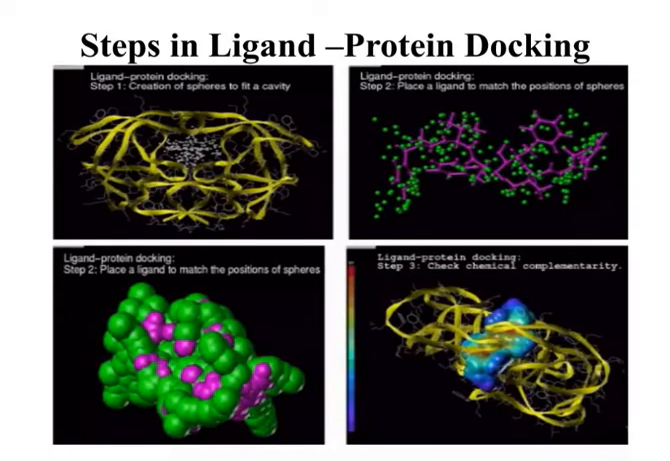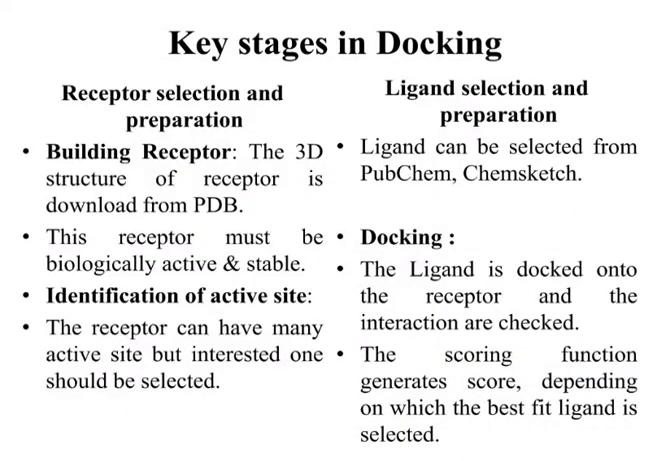So, steps in ligand-protein docking. These are the steps. Key stages in docking: receptor selection and preparation, and ligand selection and preparation. Build a receptor. The 3D structure of the receptor is downloaded from the PDB, and this receptor must be biologically active and stable. Identification of the active site: the receptor can have many active sites, but the interesting ones should be selected. Ligands can be selected from PubChem, ChemSketch, and so on. The ligand is docked onto the receptor and the interactions are checked. The scoring function generates a score, depending on which the best-fit ligand is selected.